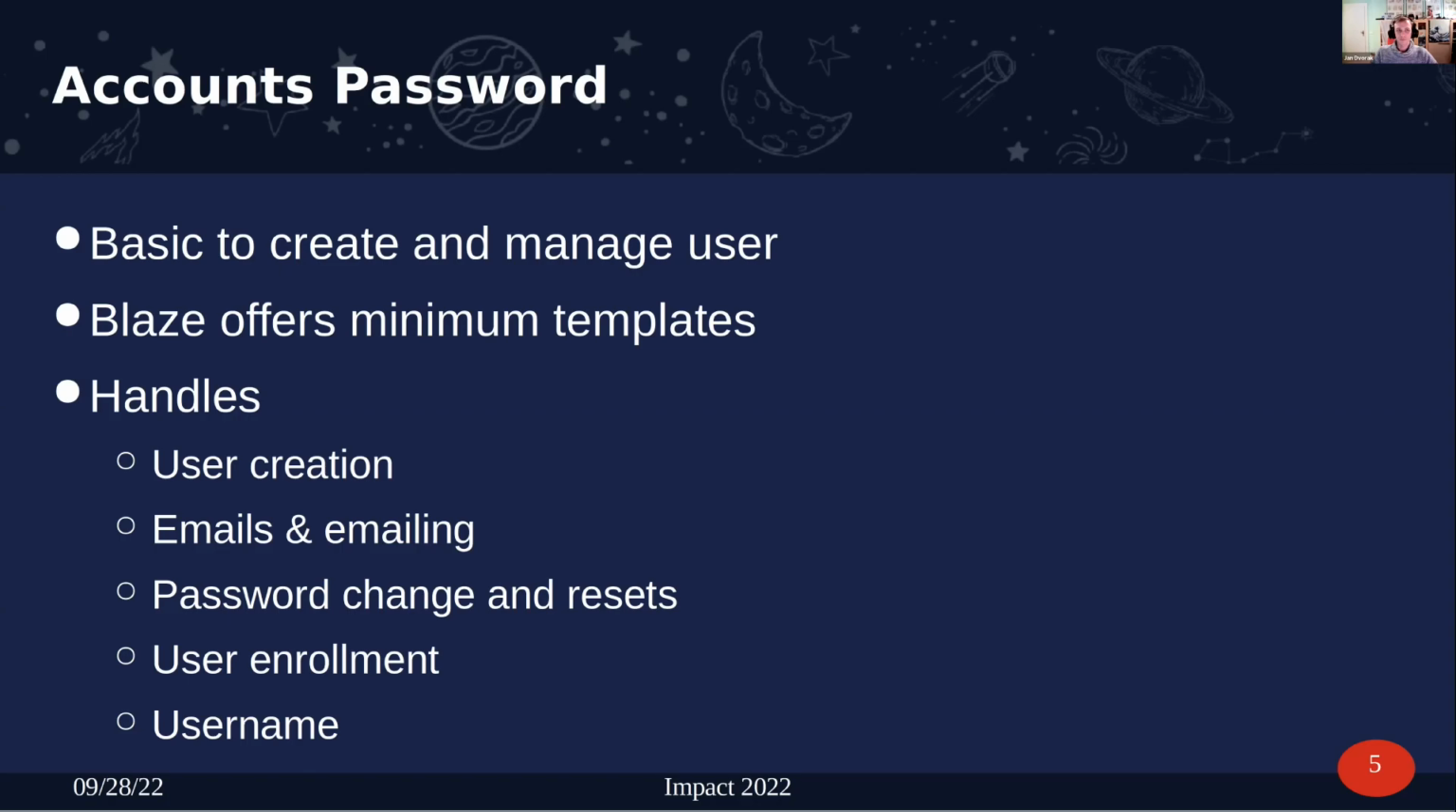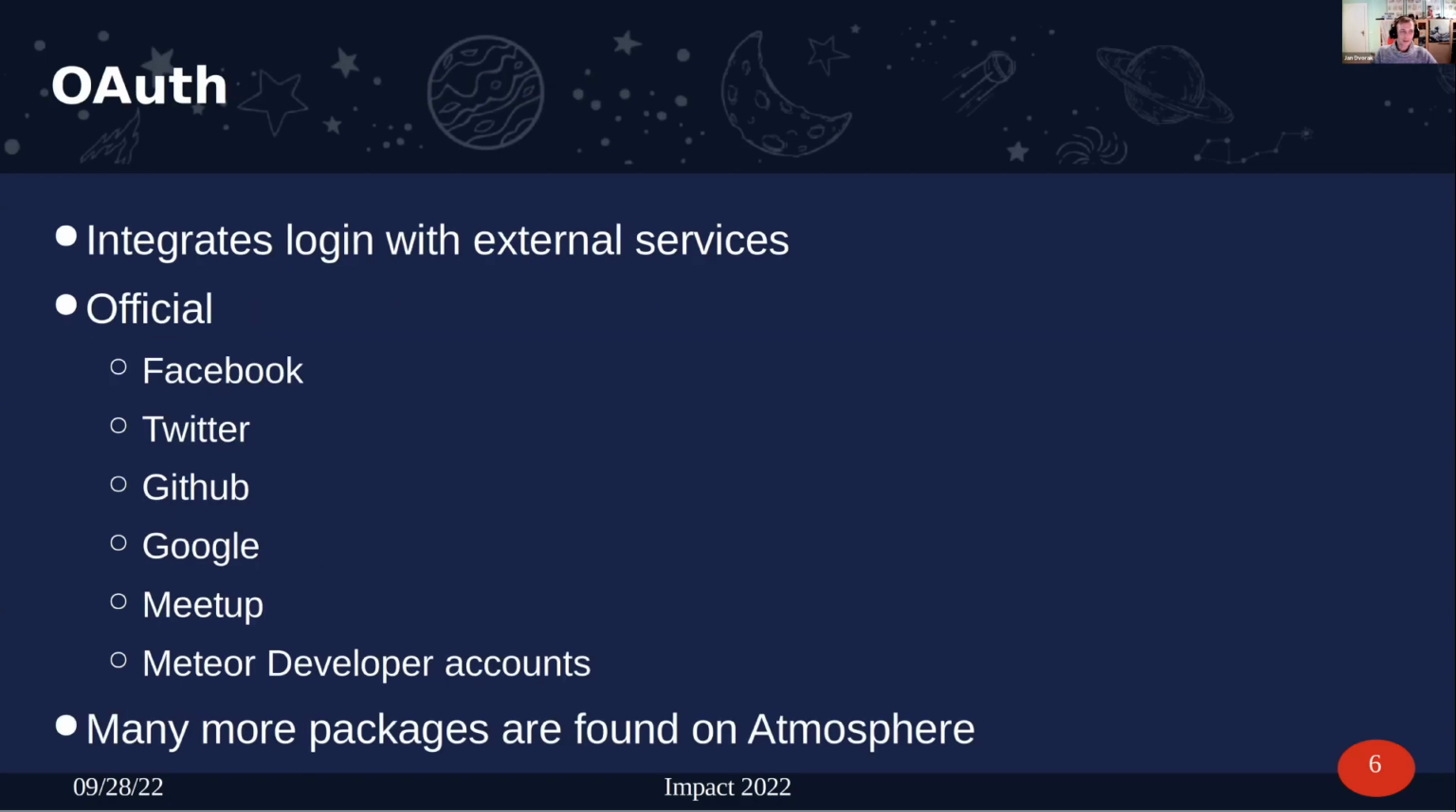So the next big section of the accounts packages is the OAuth packages, as I call them. These are packages that allow you to integrate login with external services, and the official ones are Facebook, Twitter, GitHub, Google, Meetup, and Meteor developer accounts. And then on the front end, you just call Meteor.loginWith and the name of the service. So for example, Meteor.loginWithFacebook.